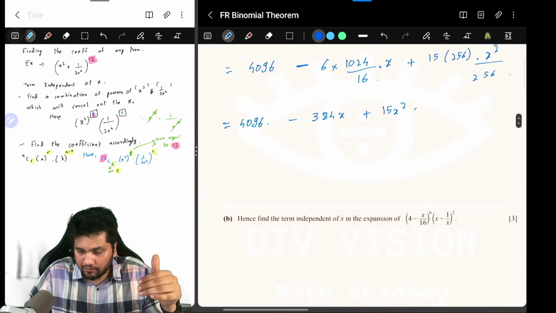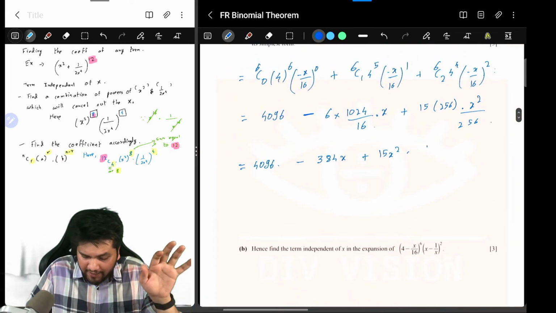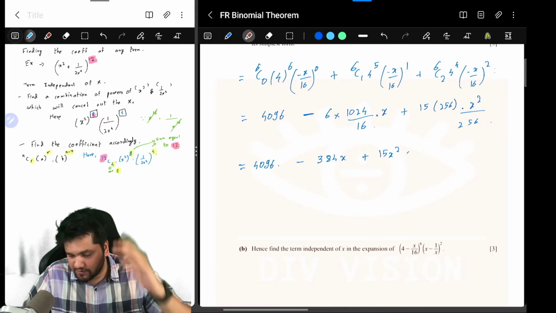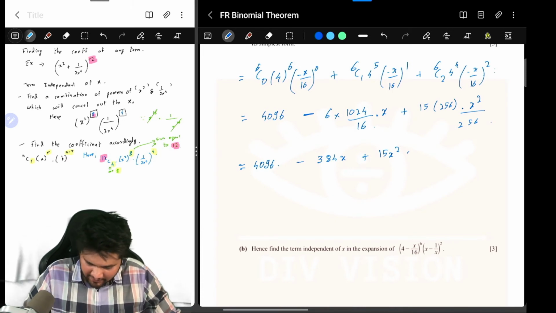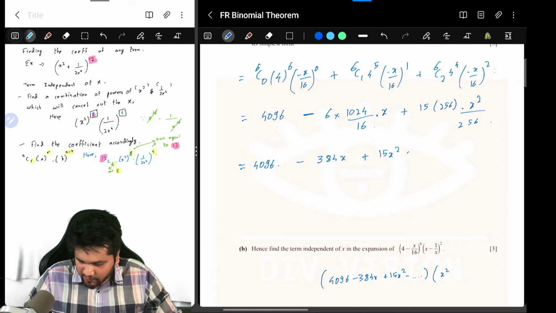This is the expansion we get. You will have to use it. Obviously, we are not going to expand till 7 terms. We are just going to expand till 3 terms only, and just put dot dot dot. Okay, I'm just going to write it. 4096 minus 384x plus 15x square, dot dot dot, into (x minus 1 by x) whole square, which is nothing but x square minus 2 plus 1 by x square.